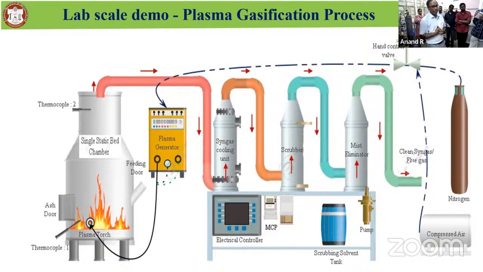It's an endothermic process, whereas gasification combustion is an exothermic process. In the endothermic process, you need to provide the heat. The heat can be provided from an external source, in the form of electrical input. So we are going to create the plasma by using a plasma generator.